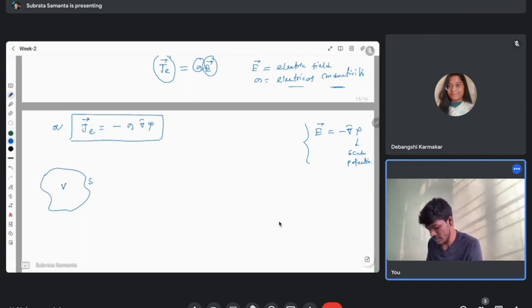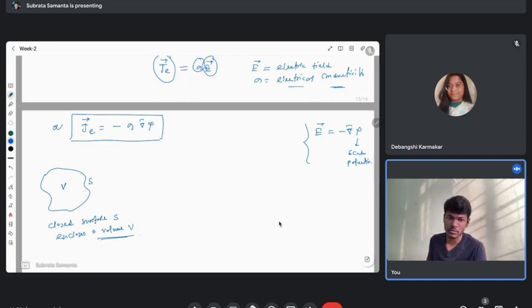So the closed surface encloses a volume V. Okay, so a closed surface means that volume. So we consider the volume V, and let's say the heat flux through this surface is perpendicular to it. Okay, so it's like the Gauss theorem. So this is a J vector, the heat flux.